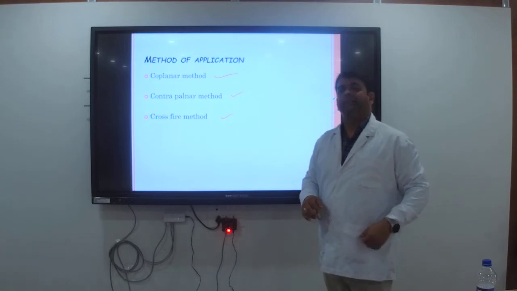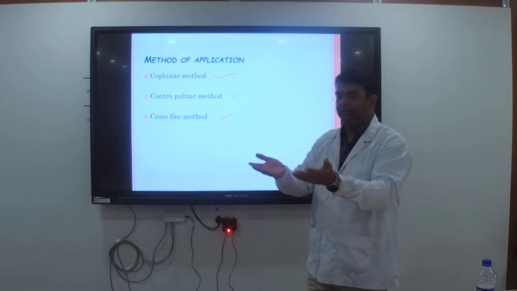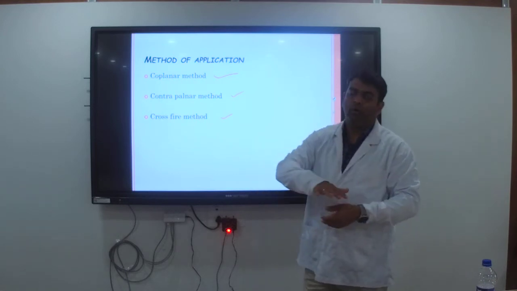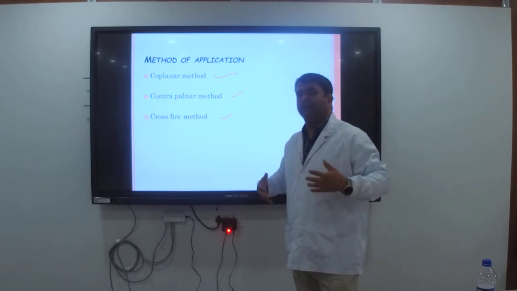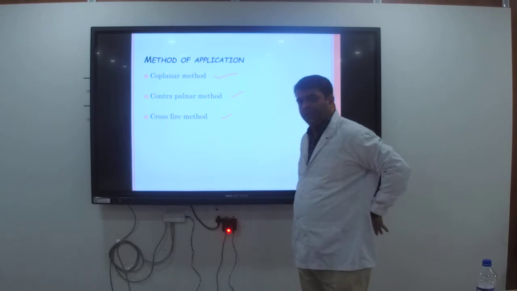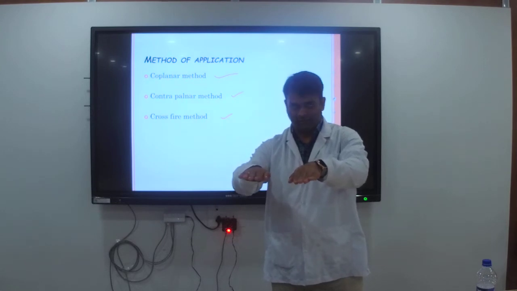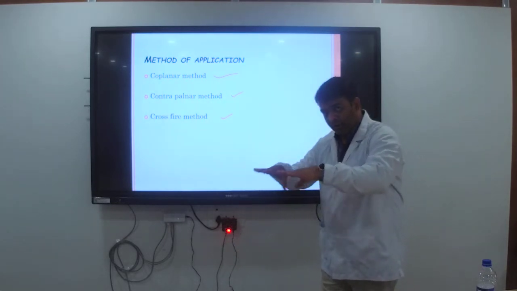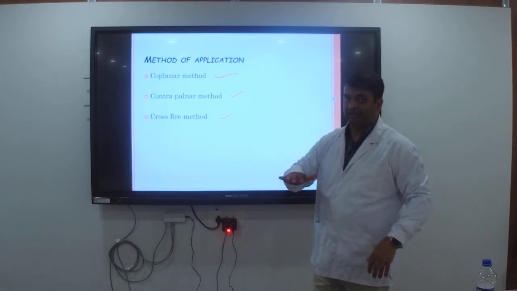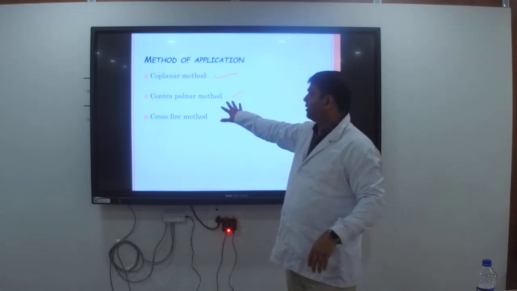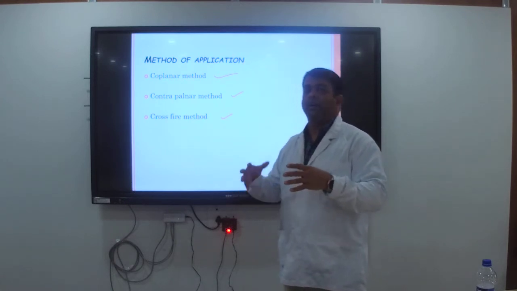So coplanar is like the pads, the flexible pads, placed on the bed or over the patient. For example, if the patient has lower back pain, you have to apply the pads on the table with equal distance between them, and then apply a towel over it, and then make the patient lie in a supine position on the pads. Now, this is coplanar.